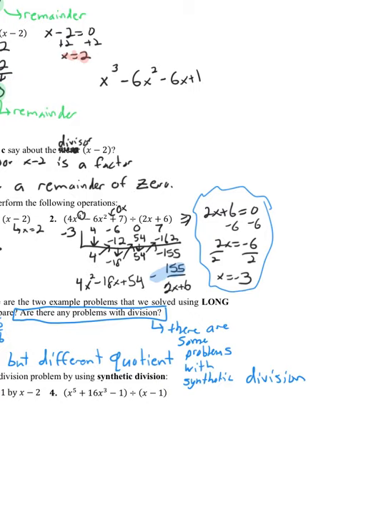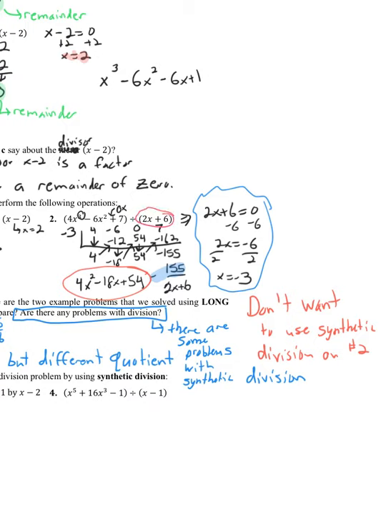So the key here is pretty much you don't want to use synthetic division on problem number 2, really. You could, but you just have to watch out for your quotient and be mindful of that. Anything where there's a 2x plus 6, 3x plus 4, anything that's not just a regular x plus or x minus, you probably don't want to use synthetic division on those problems. Okay.